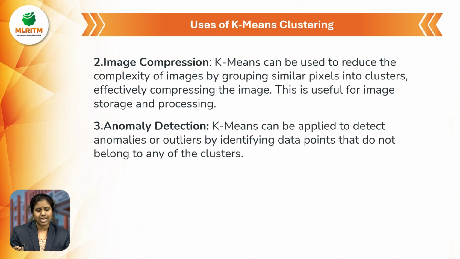And other things will be done. It is also used for image compression. With k-means clustering you can reduce the complexity of your images by grouping similar pixels into clusters. Here we take features like image storage or processing, similar color items or similar groups. Image compression is done with the help of k-means clustering.